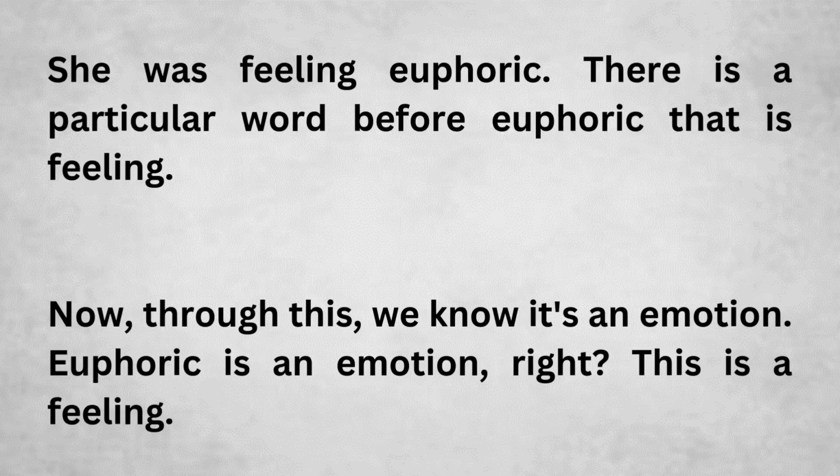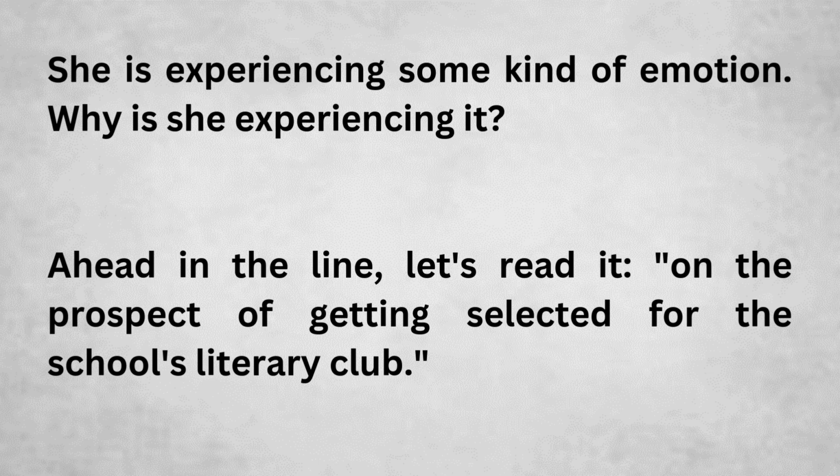She was feeling euphoric. There is a particular word before euphoric that is feeling. Now, through this, we know it's an emotion. Euphoric is an emotion, right? This is a feeling. She is experiencing some kind of emotion. Why is she experiencing it? Ahead in the line, let's read it. On the prospect of getting selected for the school's literary club.